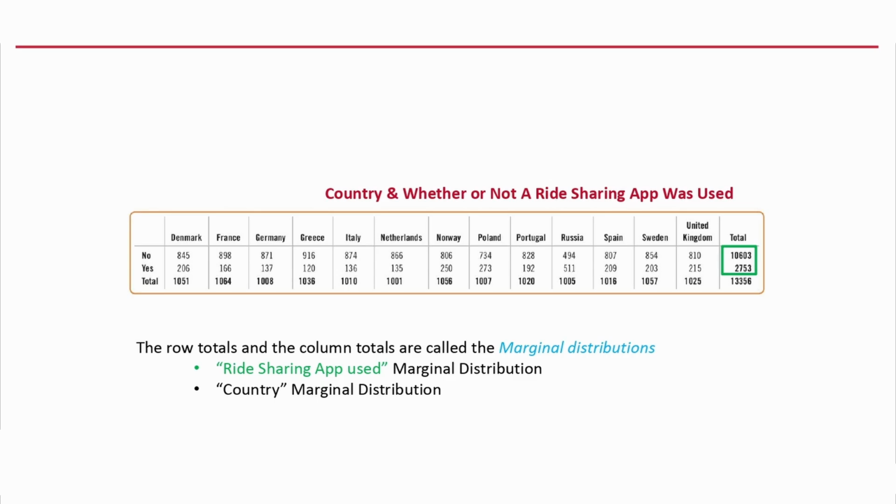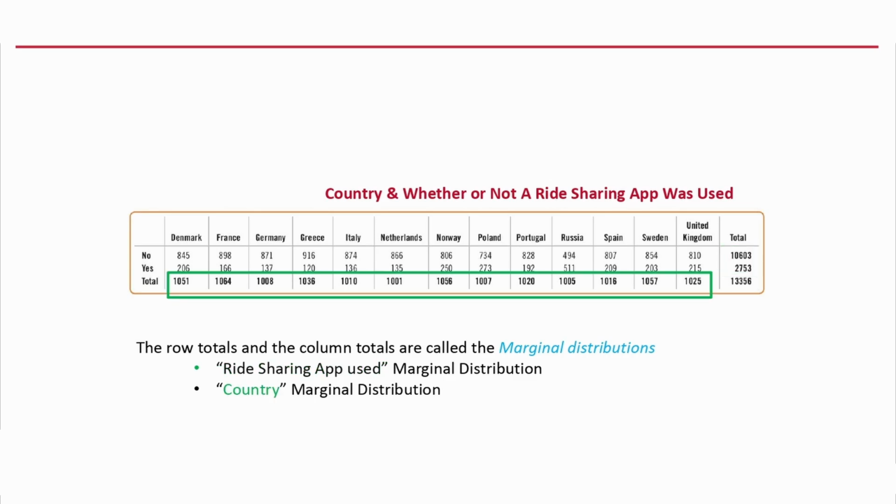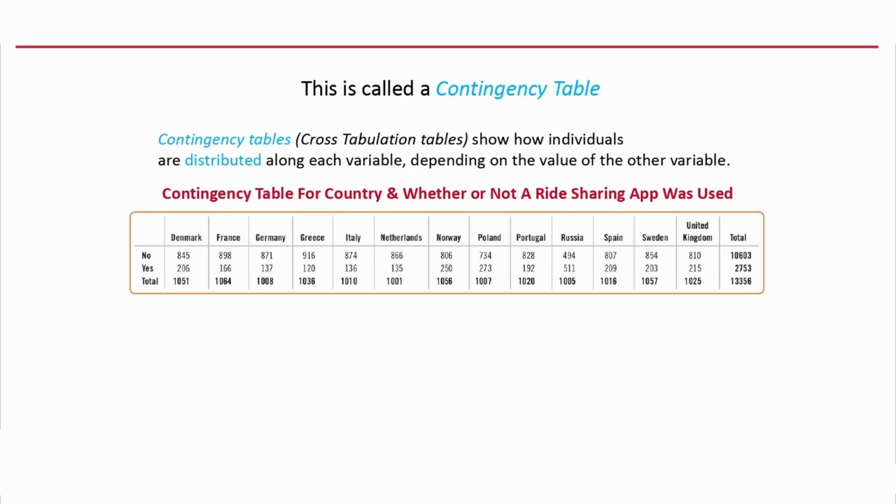On the far right, as well as the bottom, are the totals of the respective variables. So on the far right are the total yes and total no, and we call that a marginal distribution. On the bottom, that would be the marginal distribution of countries, so how many total people are in each country. This kind of a frequency table that breaks down two variables at one time is called a contingency table, or a cross-tabulation table. It shows you how each variable is distributed along the other variable.